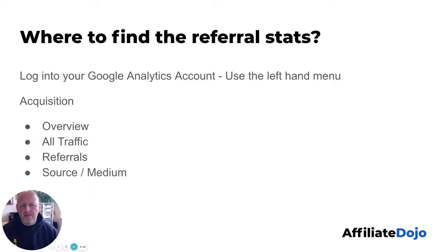And then once you've set all this up and you've got it up and running, where do you find your referral stats? Now, your referral stats will sit inside your Google Analytics. And the best place to find them is to use the left-hand menu. And you will see a menu item called Acquisition. Under Acquisition, you can follow the steps through. So you'll see Overview, then All Traffic, then Referrals. That will tell you by referral, by that referral name or the campaign name that you've given them.